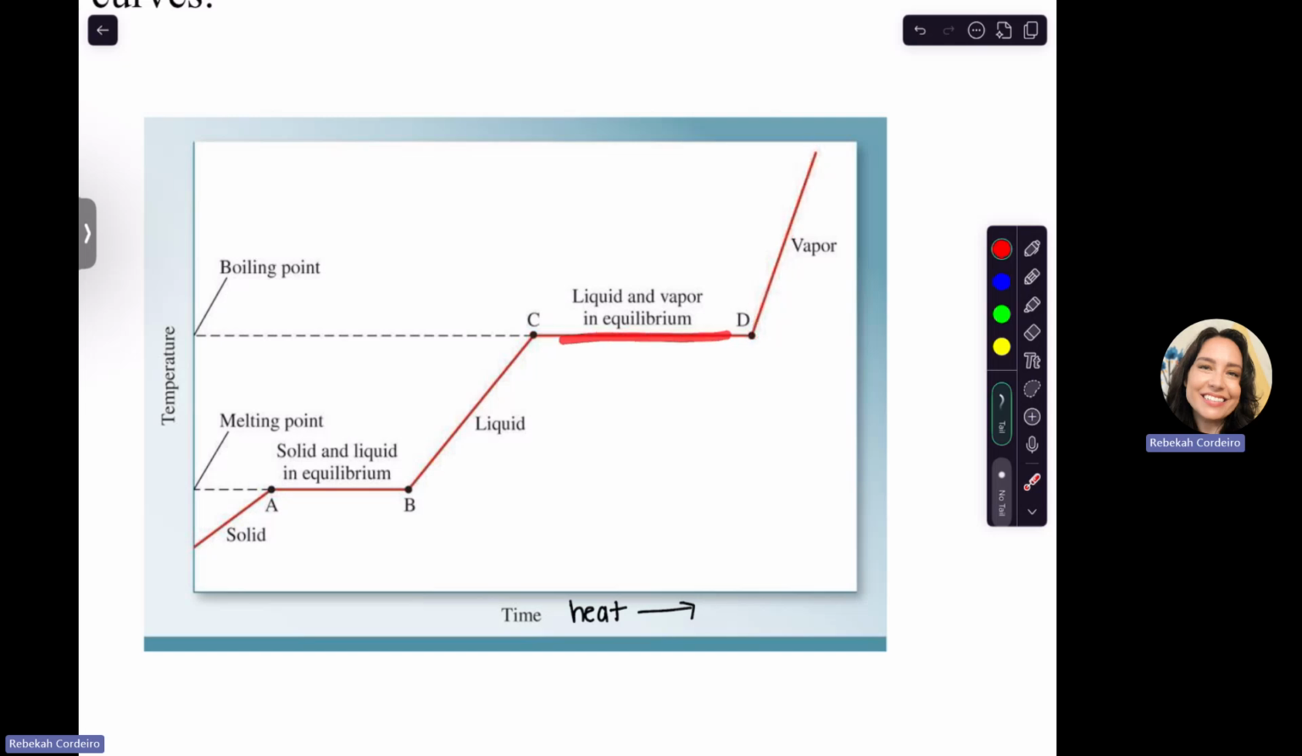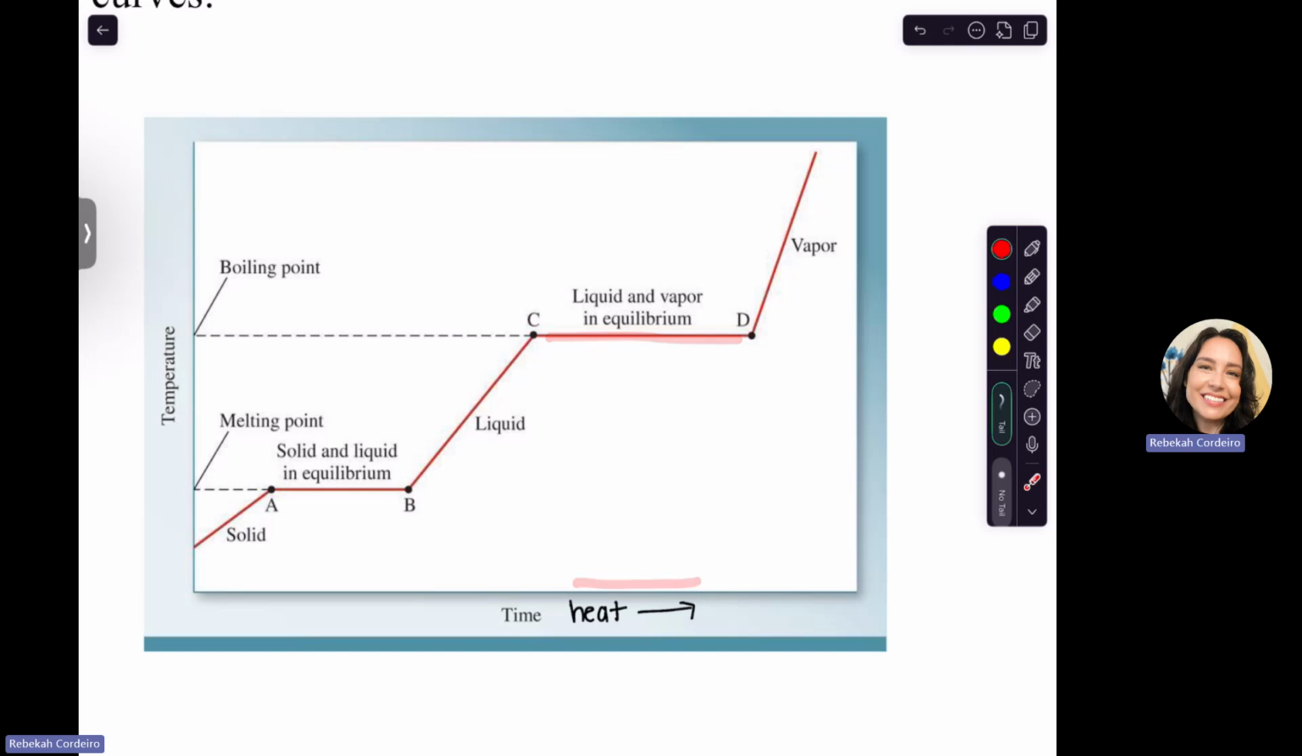These flat lines, something is happening in these flat lines. This is your melting and your boiling point. This is where we are doing that phase change. So like I said before, it's not just liquid, poof, we're gas. We have to put in energy to take all the liquid and turn it into gas. So there is no change in temperature happening here, but we're still adding energy.